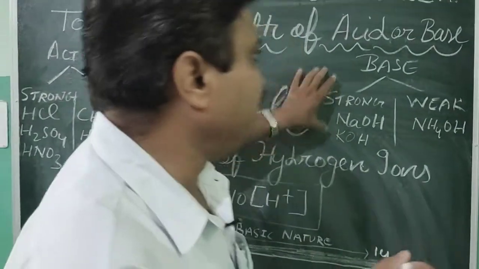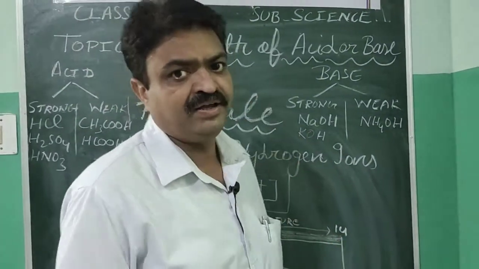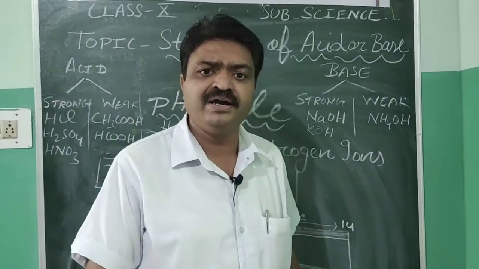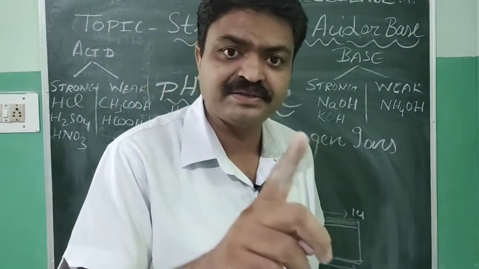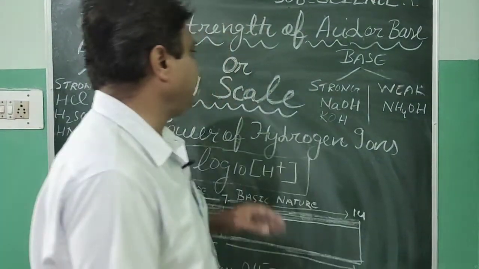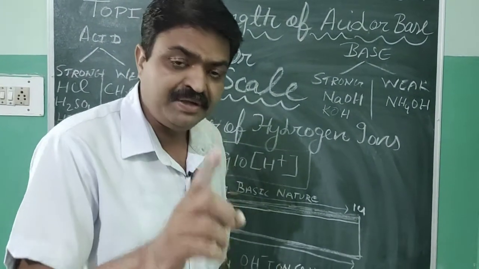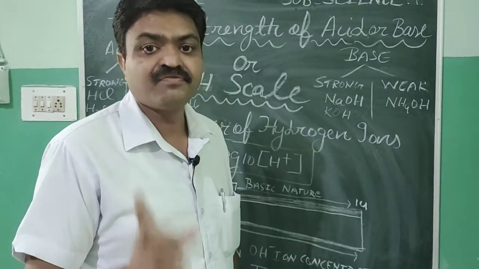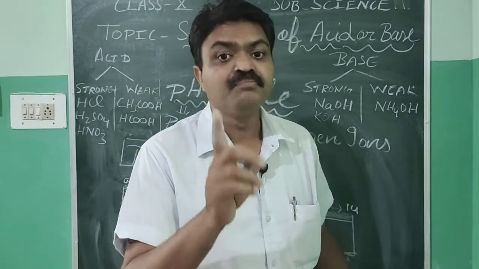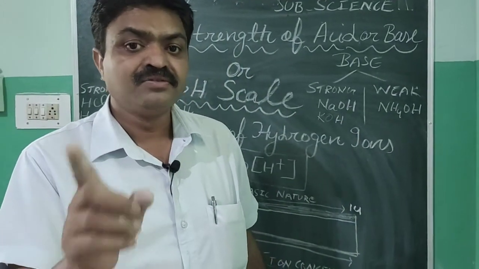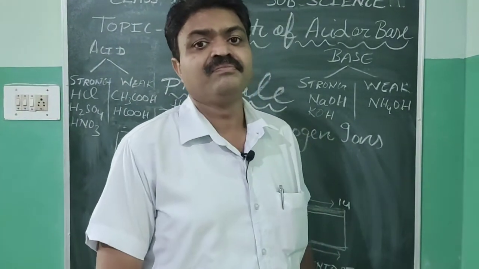So how do we know the strength of an acid or base? With the help of the releasing of ions. And that releasing of ions is tested by a scale, and that scale is known as the pH scale, student. Now what is pH? That pH word is generated from a German word, that is potenz. Potenz means power. So it is the scale from which we measure the power of hydrogen.